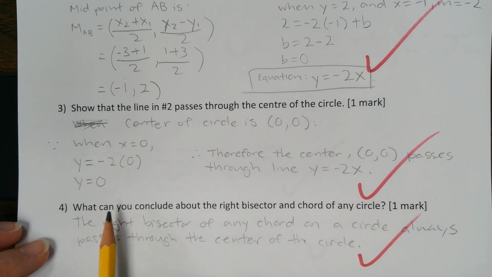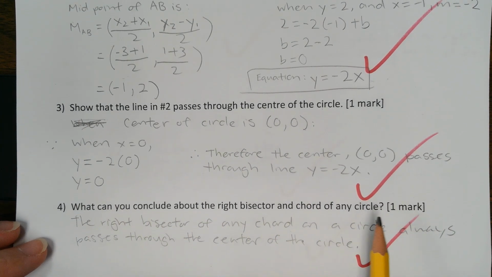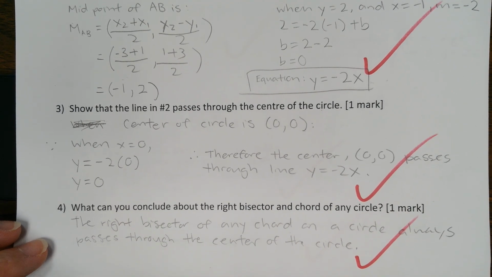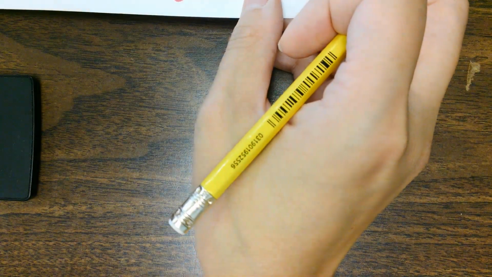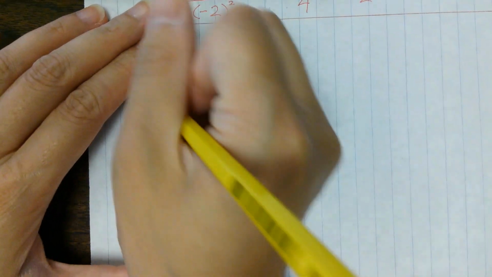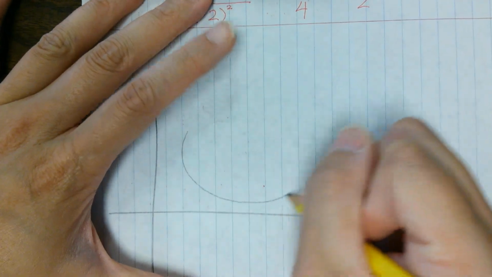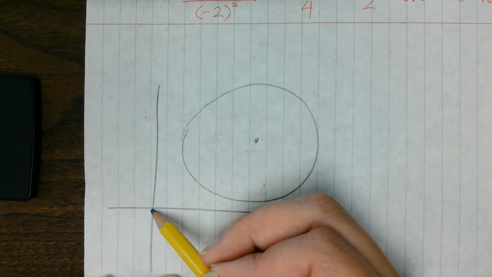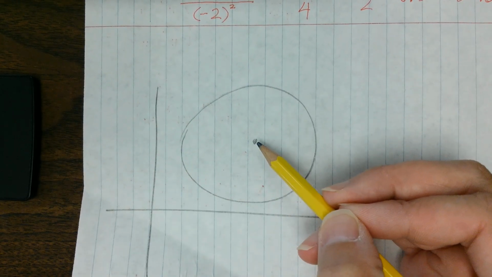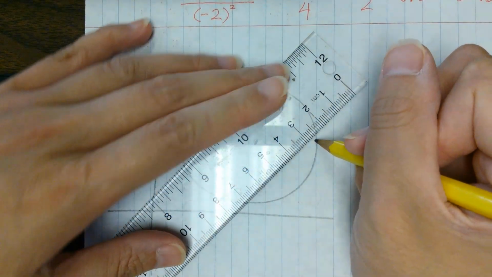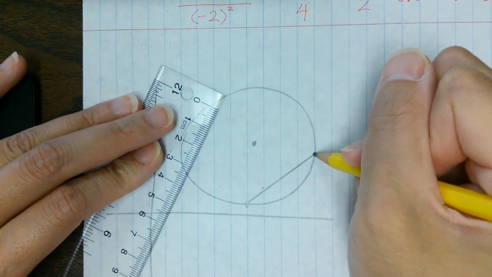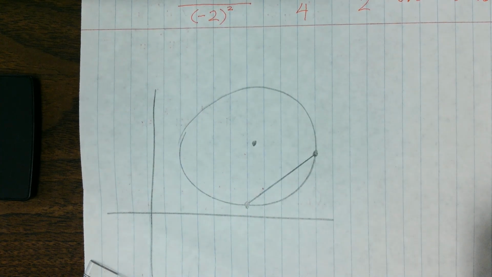Okay. And then lastly, what can you conclude about the right bisector and chord of any circle? That the right bisector of any chord will always go through the center. Okay. Just want to show it doesn't have to be the origin. So for example, I can have a circle over here, my center over here. Okay, notice it's not at 0, 0. It's somewhere in the first quadrant. But if I draw let's say something like this. Okay, these 2 points. Let's say I have this chord.